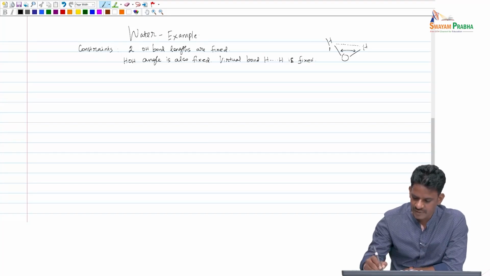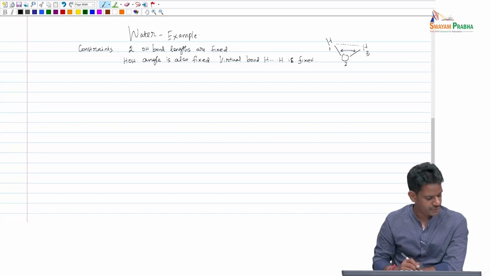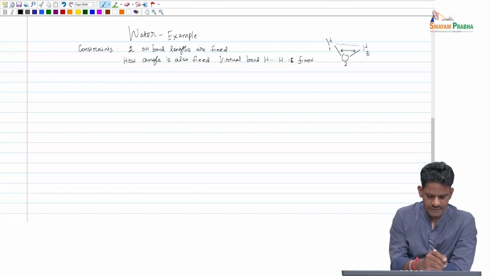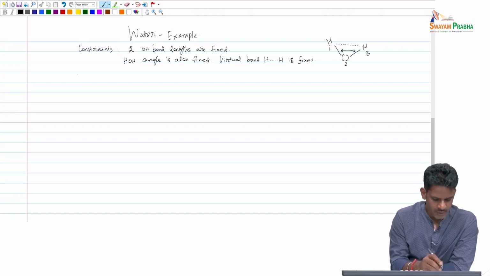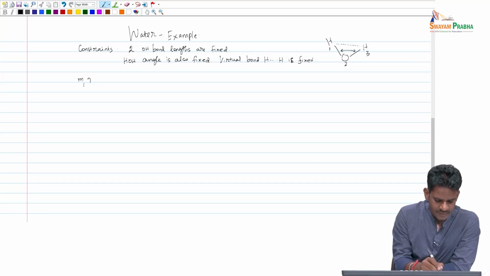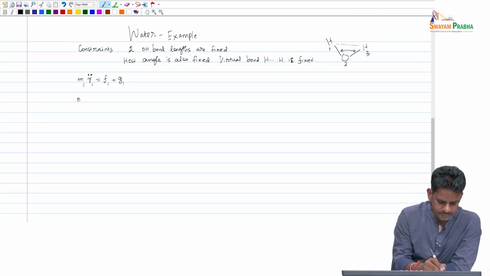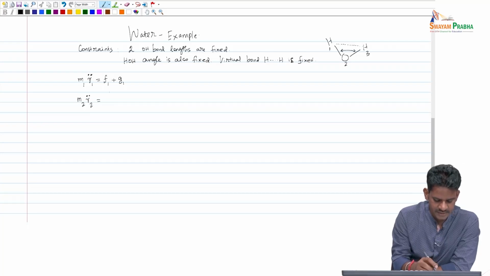Again we use the same nomenclature as before. We say the hydrogens are 1 and 3 and the oxygen is 2, and then we start writing a set of equations. First we write the Lagrangian equation of motion, in other words the Newtonian equation, for each of these atoms. The double dot here is the second time derivative of position, so it is basically acceleration.